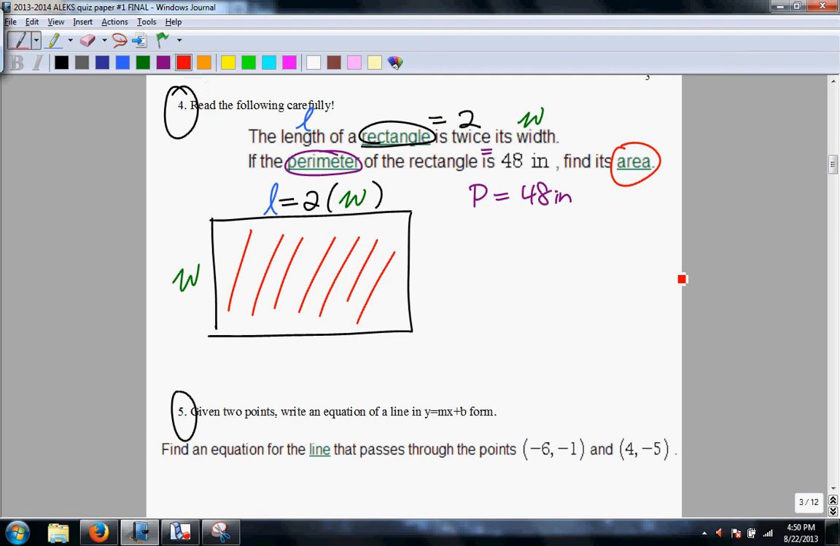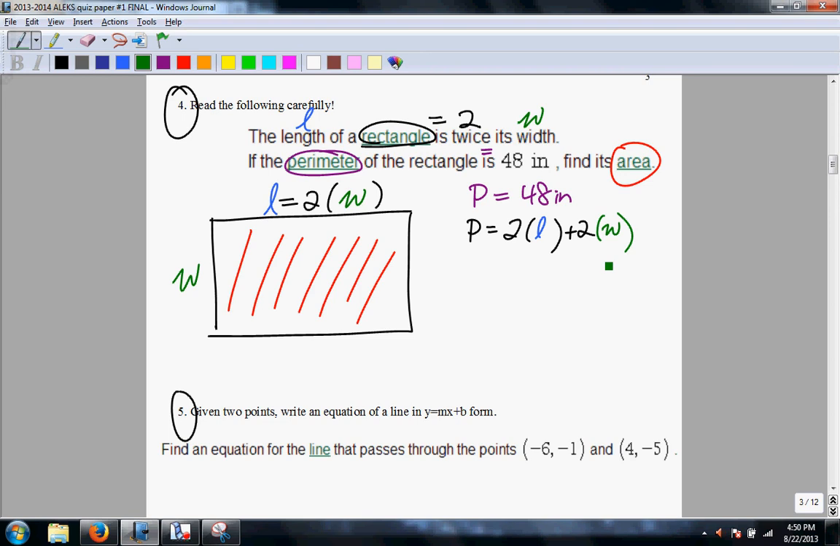Now again, don't ask yourself what you should do, but what you can do. I'm going to write out the equation for perimeter because I already know what it is. My perimeter is 2 lengths plus 2 widths. So let's write that out. 2 lengths plus 2 widths.